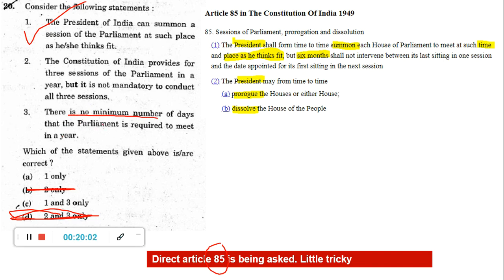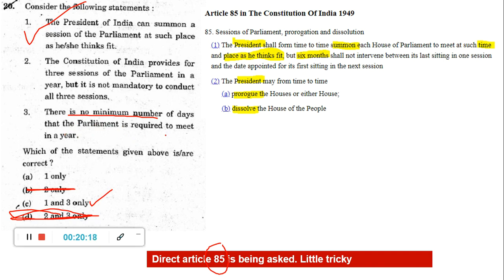So this was debatable. Many people were saying 1, 1 and 3, but when the official answer key came, the answer is 1 and 3 only. There is no minimum. The only thing mentioned is every 6 months. At least once in 6 months you should meet. The last session should not have happened more than 6 months ago. That is mentioned in the Constitution.